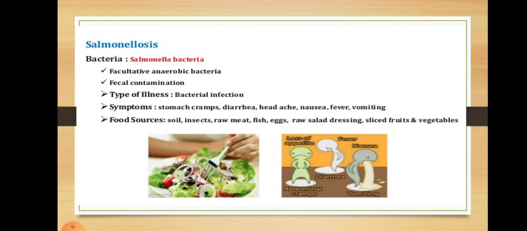Salmonellosis is caused by Salmonella, a facultative anaerobic bacteria usually transferred or caused due to fecal contamination. It is a type of bacterial infection and symptoms are stomach cramps, diarrhea, headache, nausea, fever and vomiting. Food source is soil, insects, raw meat, fish, eggs, raw salad dressings, sliced fruits and vegetables.